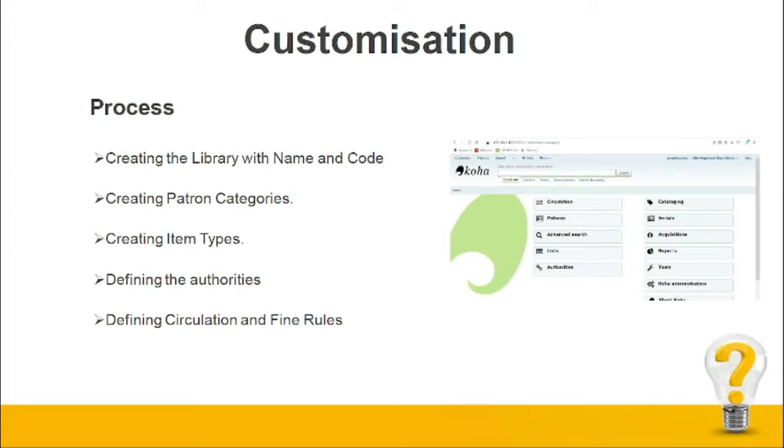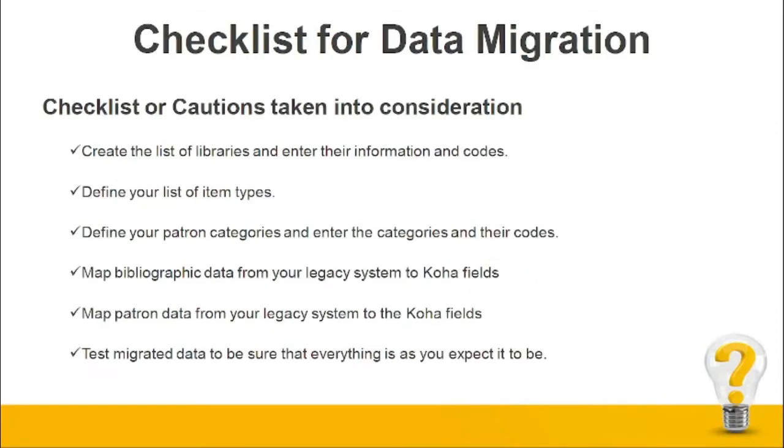If we want our users to know the location and shelving location of items, we have to define the authorities in the location with the shelving location. We also define the circulation and fine rules for our users with various pattern categories and various item types. So this was all from the customization and installation process.